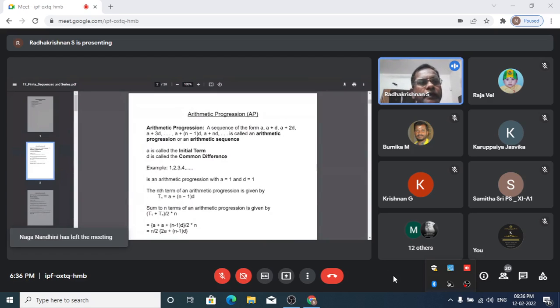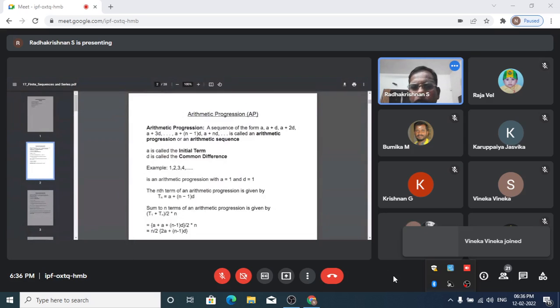So நம்ம arithmetic progressions ஆரம்பிப்போம். So I will not spend a lot of time, but it's a recap. So it's a sequence of the form a, a plus d, a plus 2d, etc. That is called an arithmetic progression or an arithmetic sequence. a is the initial term and d is the common difference. Right? So there is an example: 1, 2, 3, 4, 5, 6. It's an arithmetic progression because it keeps increasing by 1. That is, the common difference is 1.